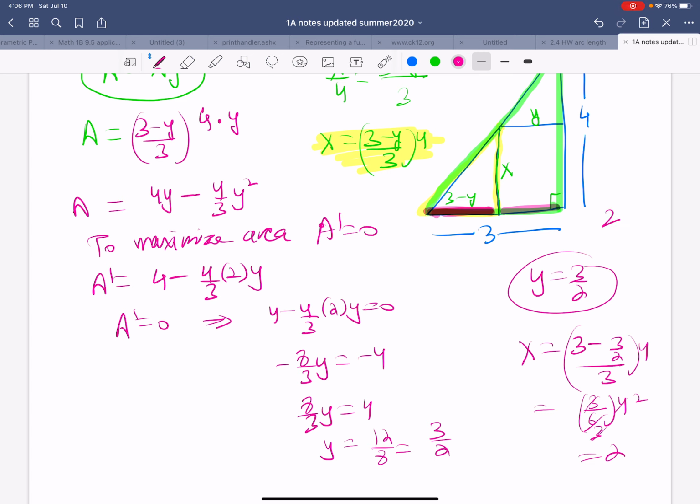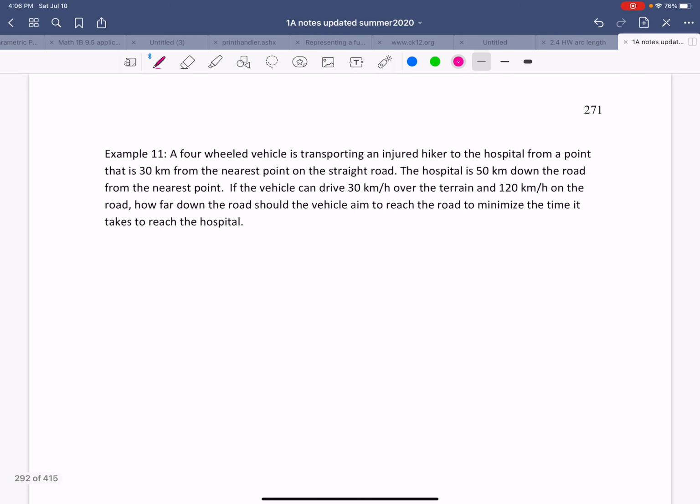So my dimensions are 2 and 3 halves. x is equal to 2 and y is equal to 3 halves. These are the dimensions that will give me the maximum. x equal to 2, y equal to 3 halves is the dimensions that will give me the maximum area in this case. See another example.